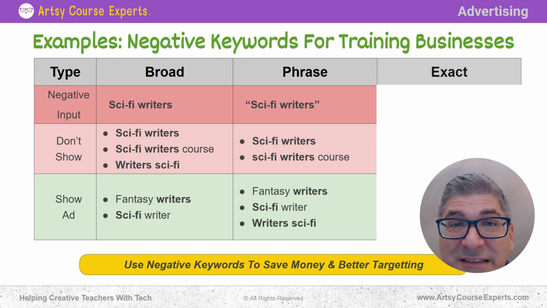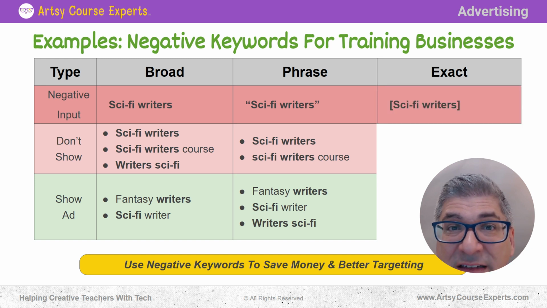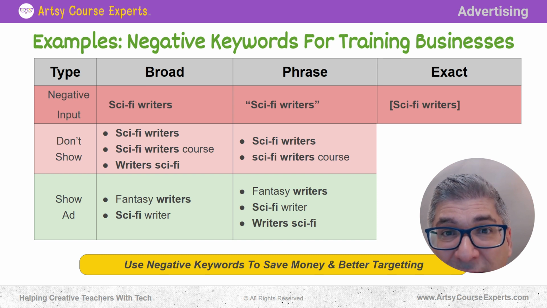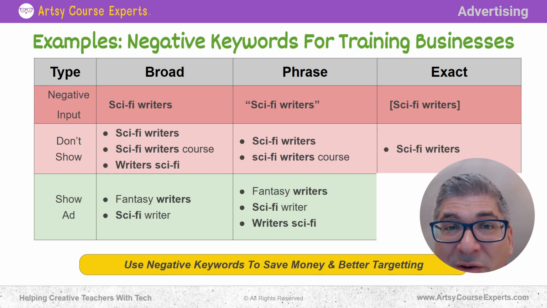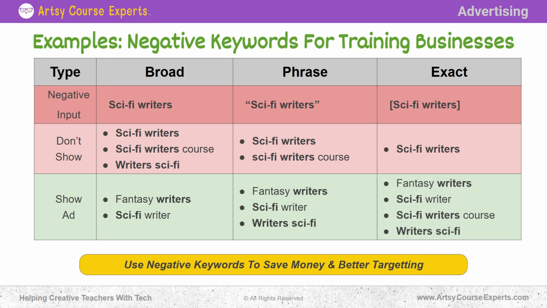Now, if you were to use an exact match, which is usually represented with brackets, you would do open bracket, sci-fi writers, close bracket. Well, you're exactly blocking that. So at that point, you're not going to show anything to sci-fi writers, right? But what you are going to show is the ad to almost every other permutation. So you're going to show the ad for fantasy writers or sci-fi writer, right?